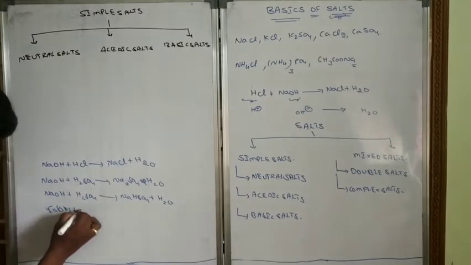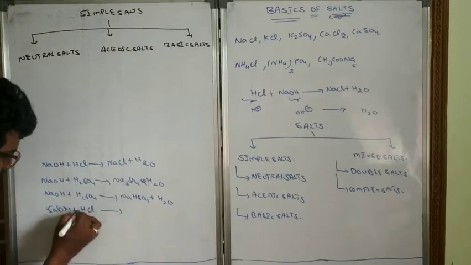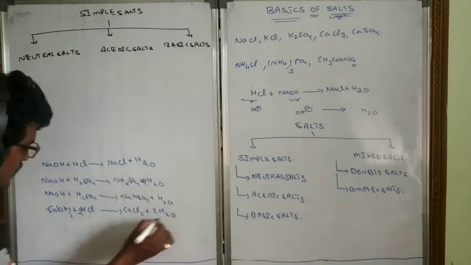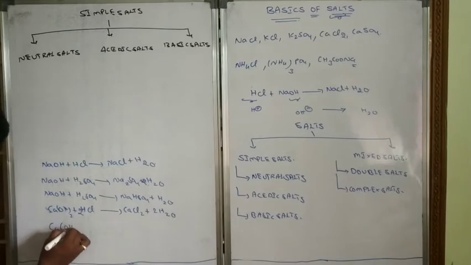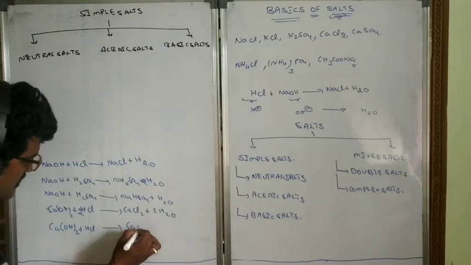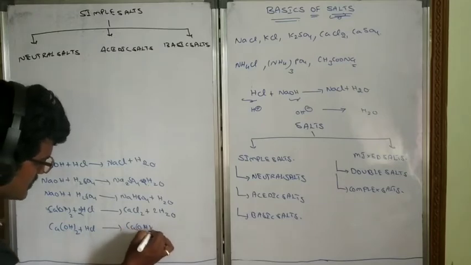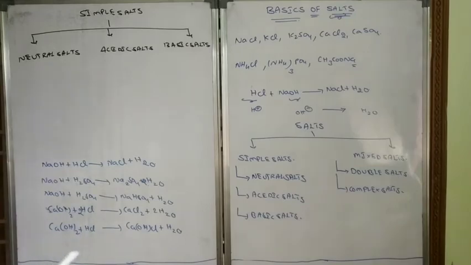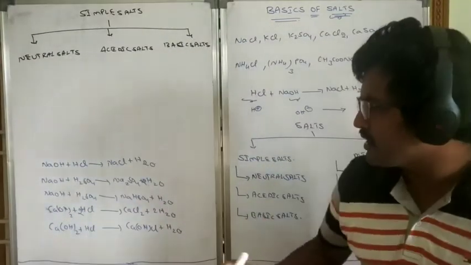Ca(OH)2 + 2HCl gives CaCl2 + 2H2O. Ca(OH)2 + HCl gives Ca(OH)Cl and then H2O will come. If you observe these reactions, what can you conclude?